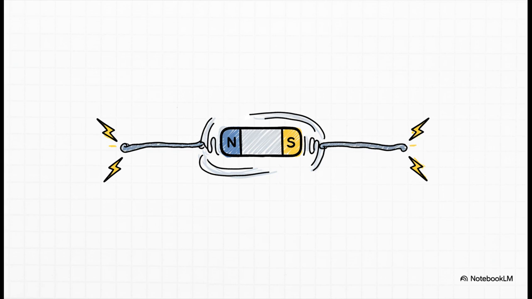So why does it do that? Why not just stick with the simple one-way flow of DC? The answer is actually pretty cool. It's not about chemistry, like in a battery. It's all about pure physics. And it all begins with something incredibly simple, spinning a magnet.